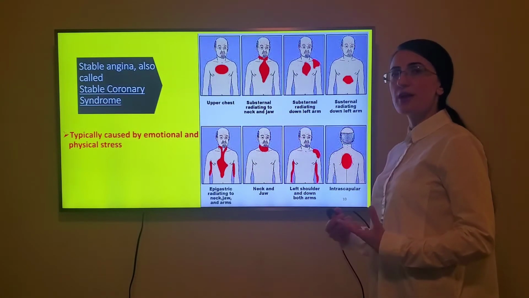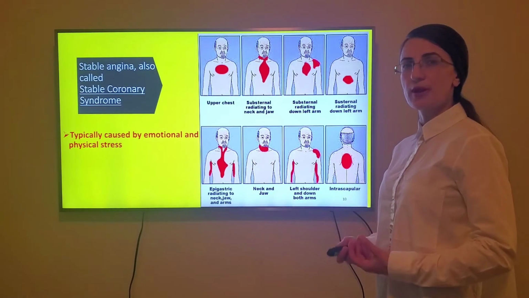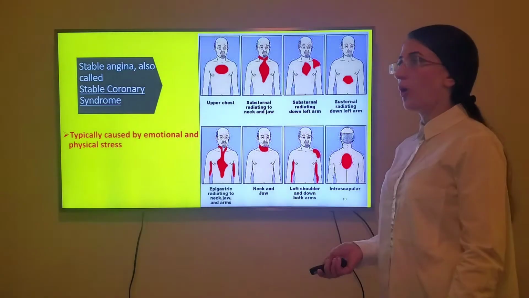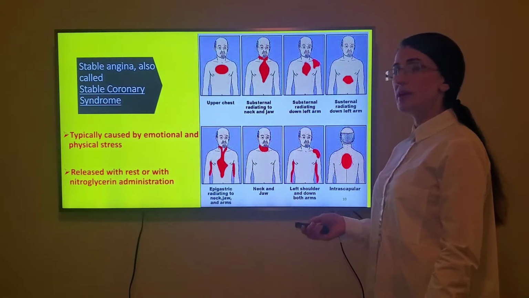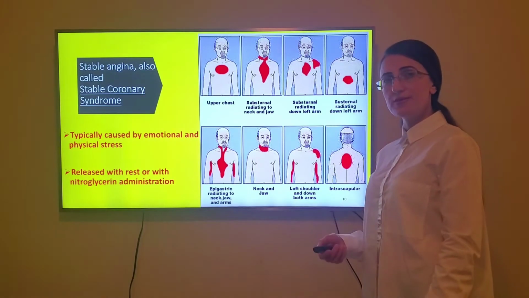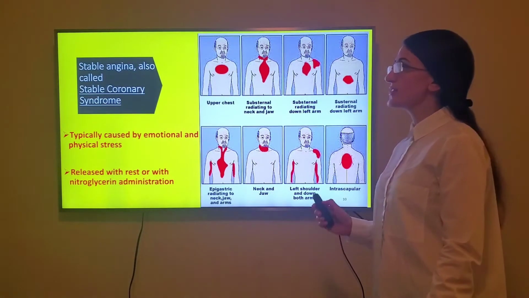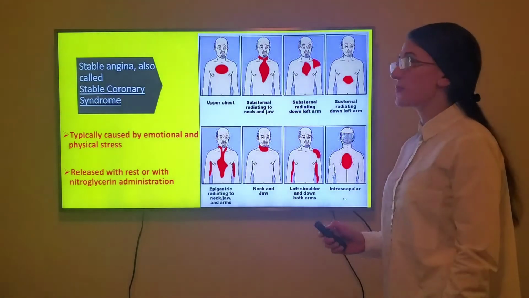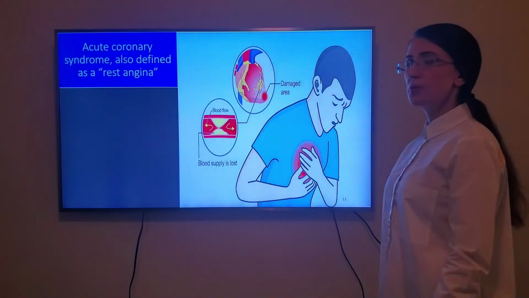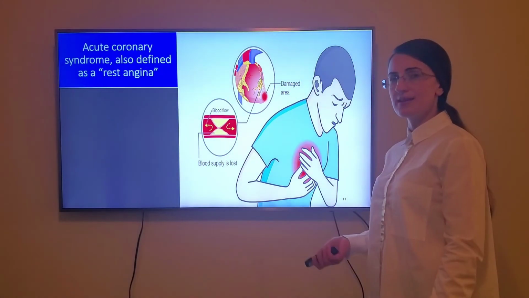If the patient realizes that this is due to their heart muscle, if they take rest, then the pain goes away. Or there is a specific medication called nitroglycerin. If they put nitroglycerin under their tongue, the pain is relieved. So that's why it's called stable angina. The second manifestation is called acute coronary syndrome, or defined as rest angina.